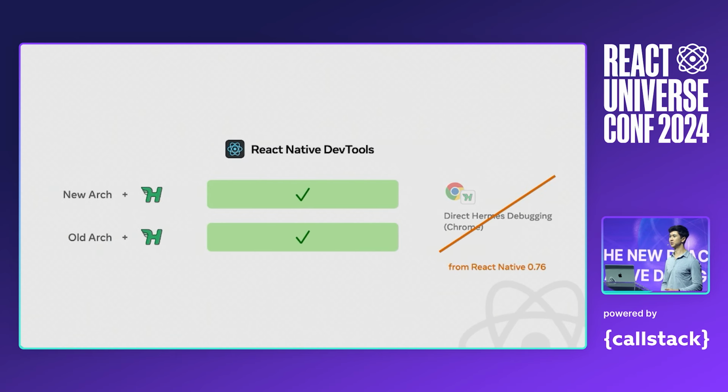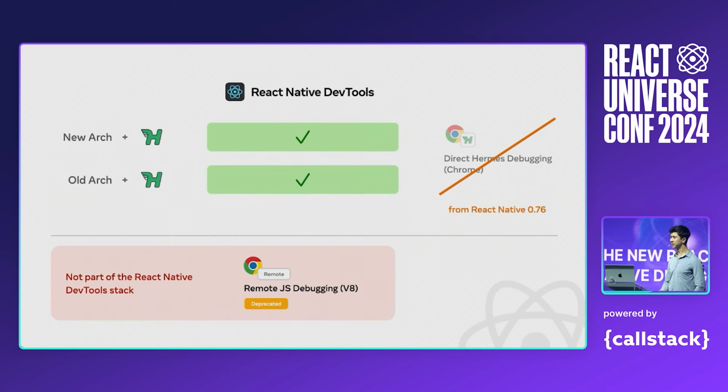This means that direct Hermes debugging via Chrome is removed, and we have no other Chrome DevTools front-end variants. We continue to support remote JS debugging, but this and other tools based on remote debugging don't use the new backend, and therefore have none of our reliability improvements or new features.